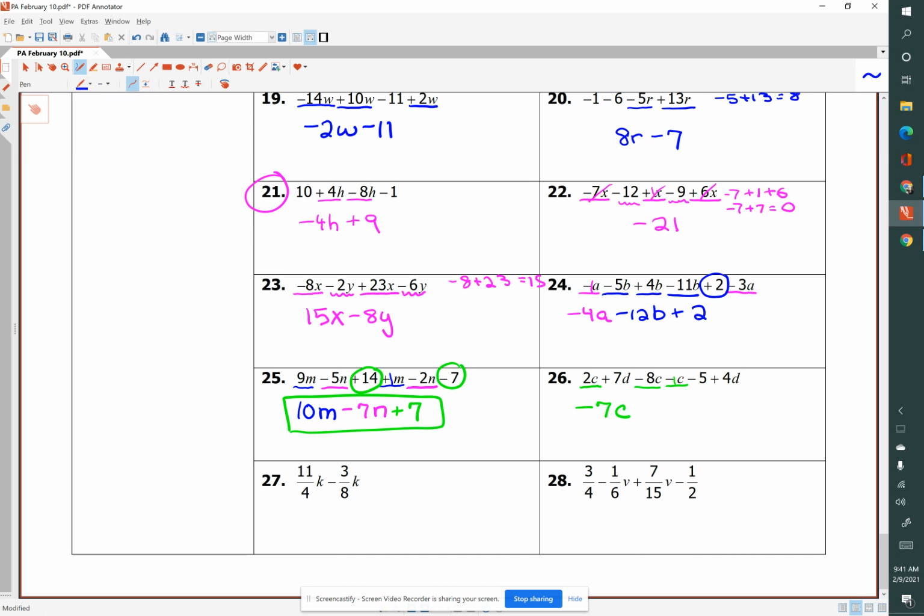Let's work with D's. So we have 7 D's plus 4 D's. 7 plus 4 is 11 D's. And then we have our -5 at the end.